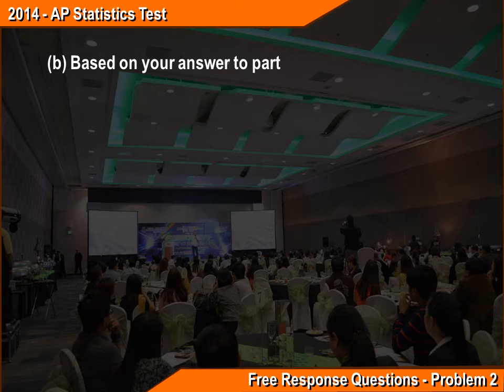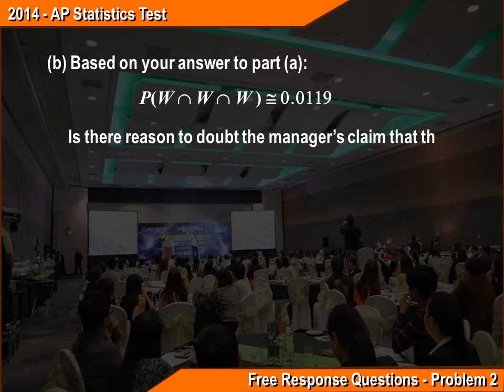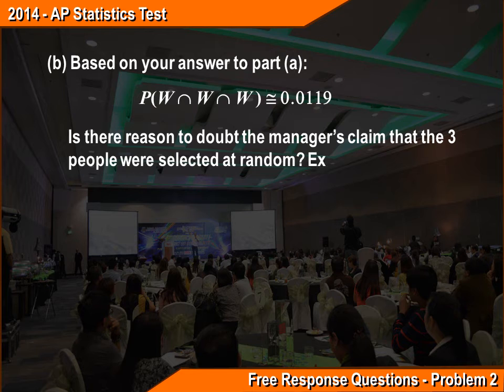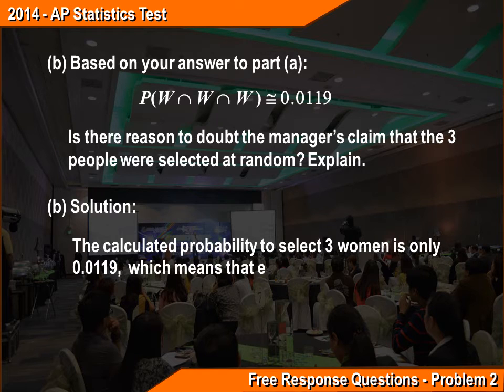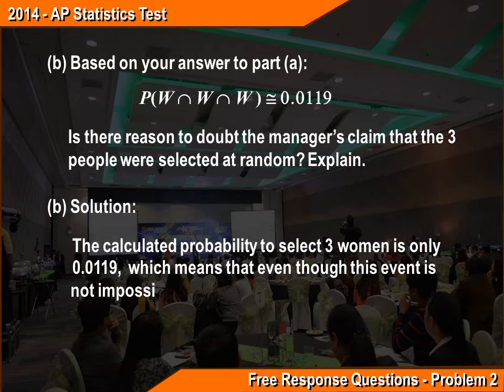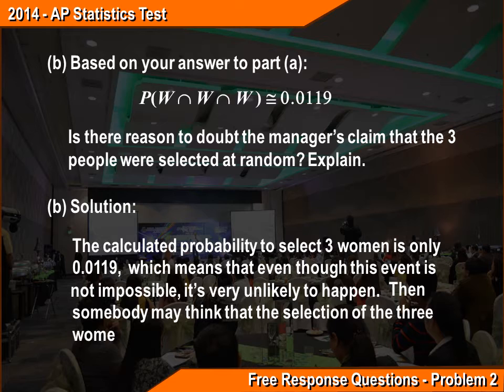Based on your answer to part A, is there reason to doubt the manager's claim that the 3 people were selected at random? Explain. To answer this question, we have to be aware that the calculated probability to select 3 women is only 0.0119, which means that even though this event is not impossible, it's very unlikely to happen. Then, somebody may think that the selection of the 3 women was not really random, as the manager claims.